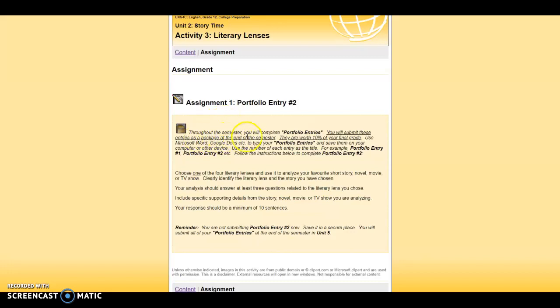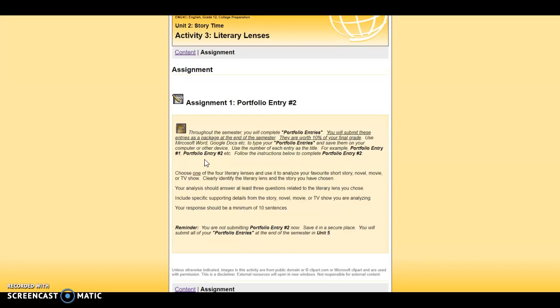It says throughout the semester you will complete portfolio entries. You will submit them all as a package at the ending of the semester, and they'll be worth 10% of your final grade. So whether you're using Microsoft Word, Google Docs, or whatever you're using to type out your assignments, you should already have portfolio entry number 1 typed out and saved.